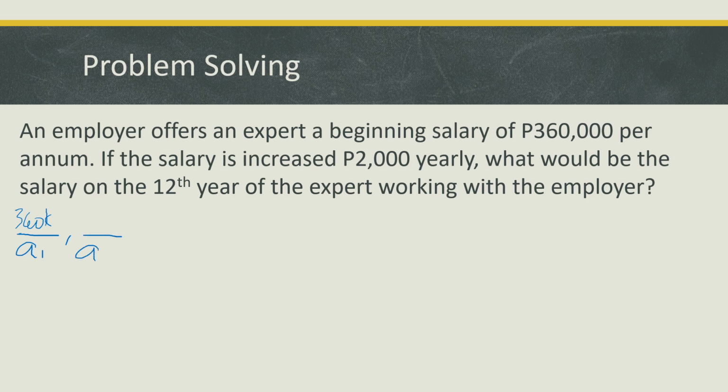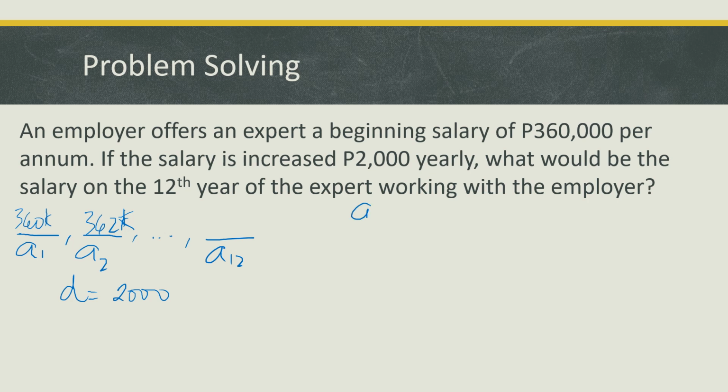So we have a sub 2 as 362,000 and so on. We are going to add 2,000 per term. Therefore, the common difference that we will use is 2,000. And the question is, what is our a sub 12? As it is the salary of the expert on the 12th year.